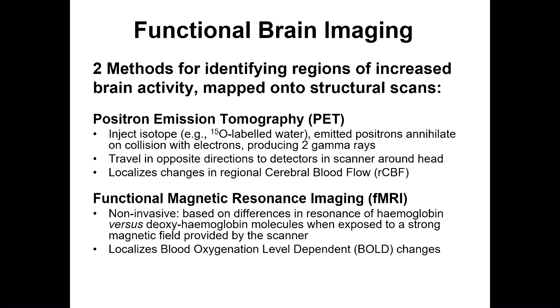Again, this is a non-invasive technique where you put people in an MRI scanner, but you look at different resonances produced by hemoglobin versus deoxygenated hemoglobin that produce a signal that enables the person to identify or localize changes in blood oxygenation level dependent, or BOLD, signals, regions where the brain is using lots of oxygen.